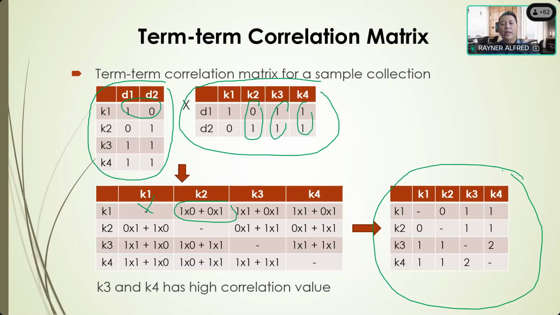We are only looking at the highest values. High value means they are highly correlated. So over here, we can conclude that K3 and K4 are highly correlated. This is how we capture the mutual dependency between two keywords in the same document.